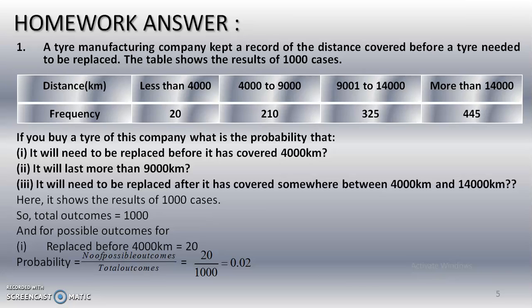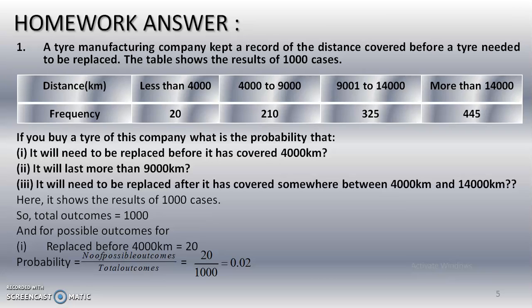So the question is, a tire manufacturing company kept a record of the distance covered before a tire needed to be replaced. The table shows the results of 1000 cases, meaning total outcomes 1000, and distances are given like less than 4000, 4000 to 9000, 9001 to 14000 and more than 14000. Here frequencies are 20, 210, 325 and 445, meaning these are the possible outcomes. So if you buy a tire of this company, what is the probability that? And there are three questions.